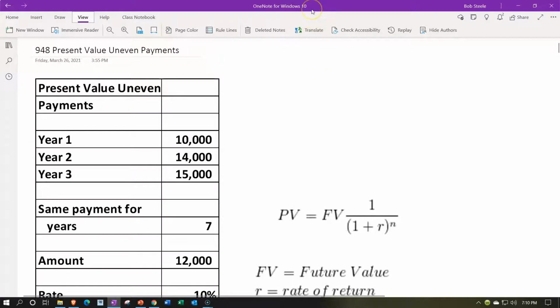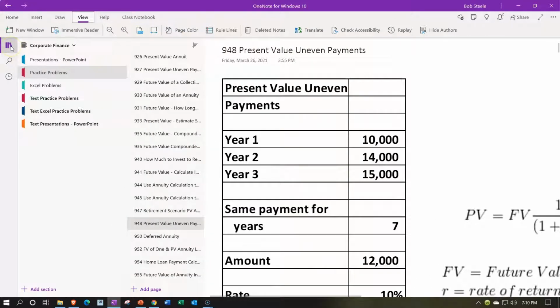Here we are in OneNote. If you have access to OneNote and would like to follow along, you're not required to, but if you would like to, we're going to be in the tab on the left-hand side. We're in the practice problems and then down in the 948 present value uneven payments section.